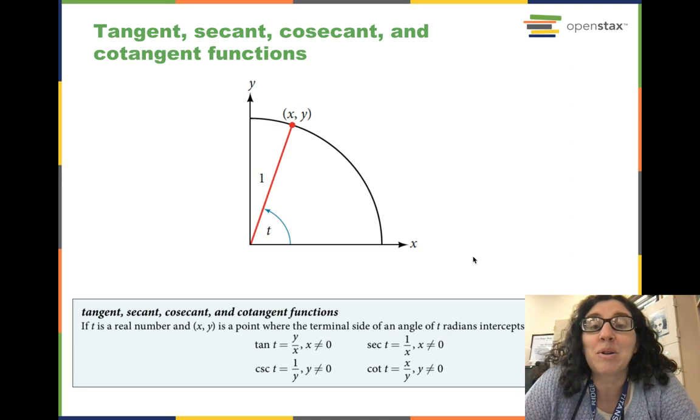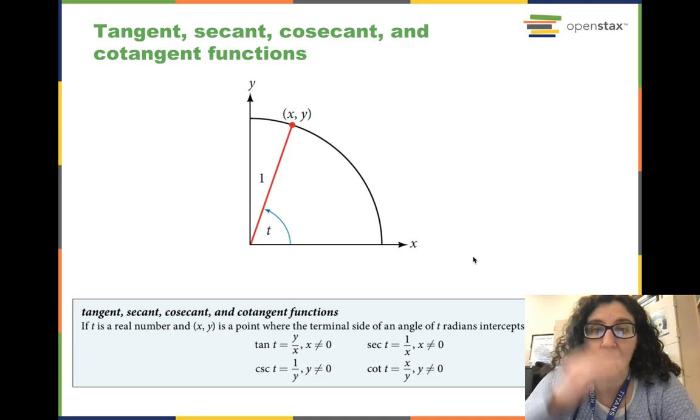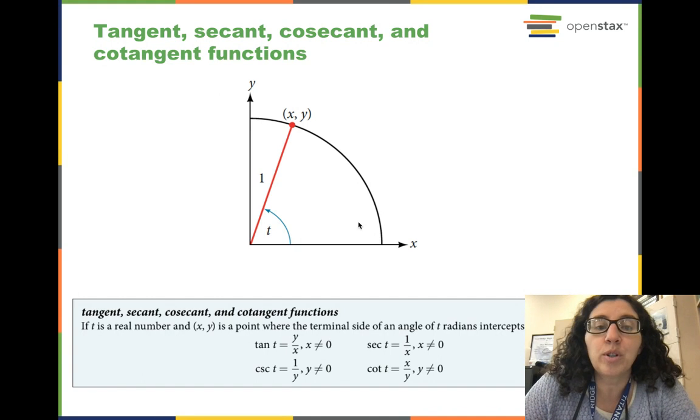All right, so we've talked about sine and cosine as trig functions. Now we're going to talk about the last four: tangent, secant, cosecant, and cotangent.